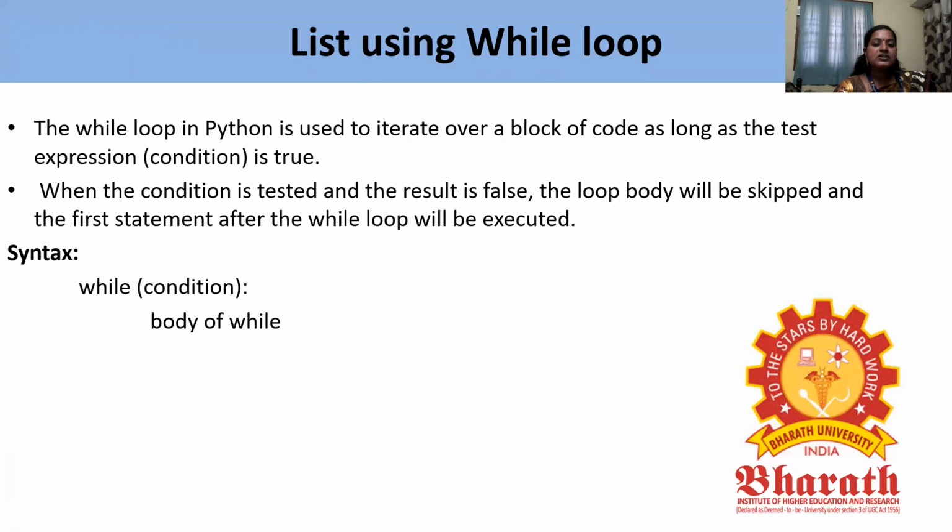The while loop in Python is used to iterate over a block of code as long as the test expression is true. When the condition is tested and the result is false, the loop body will be skipped and the first statement after the while loop will be executed. Syntax is while condition, you have to give colon, and in the next line you have to give some space, that is, you have to follow indentation, and then the body of the while loop. So in the while loop, if the condition is true, then only it will enter the while loop block. Otherwise it will come out of the loop.